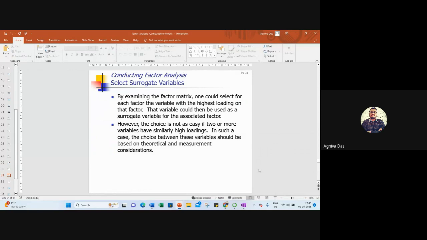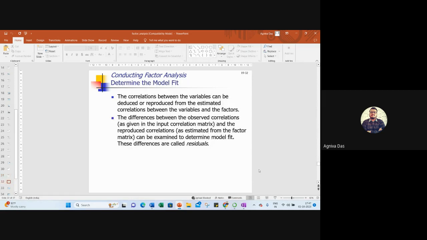Now, by examining this factor matrix, we could also select for each factor the variable with the highest loading on the vector, and then that variable could be used as a surrogate variable for the associated factor. But let's say if you have two or more variables and both of them have very high loadings, then in that case, the choice between these variables should be based on theoretical and measurement considerations, right? Which means that you need to go and check, and even double check sometimes.